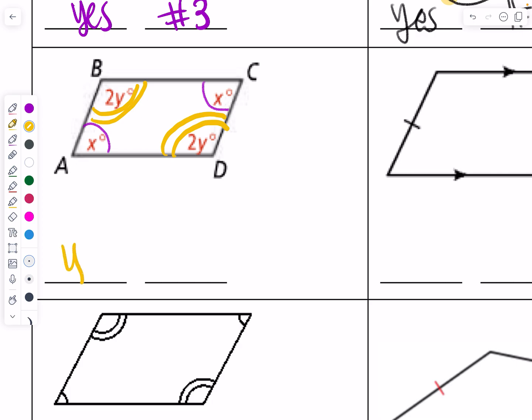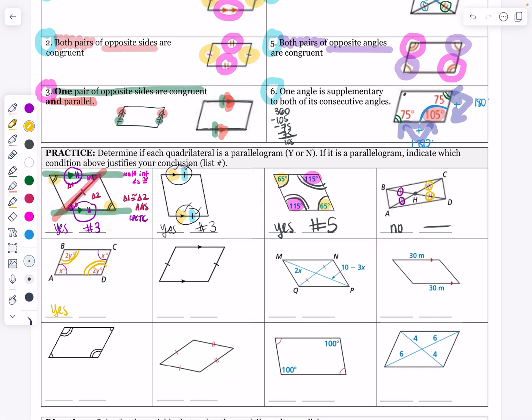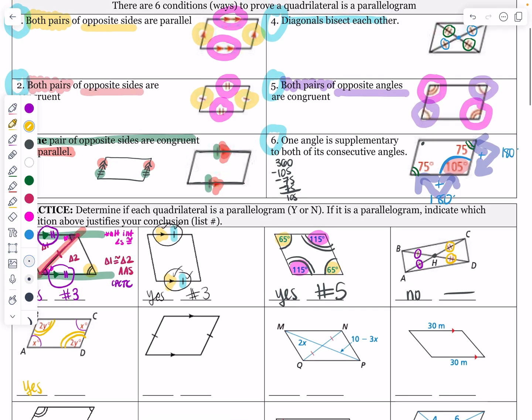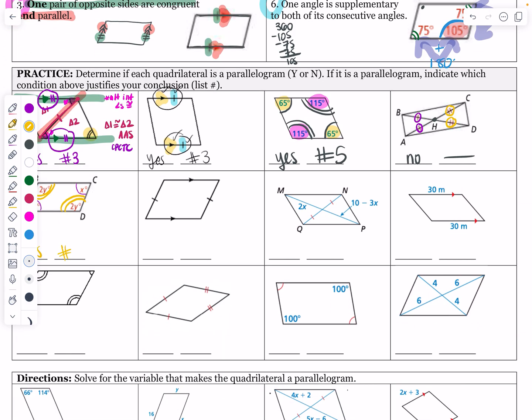So what do I have? This is going to be a yes because both pairs of opposite angles are going to be congruent to each other. So that's going to be number 5.